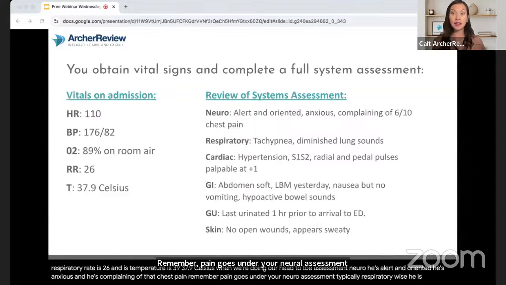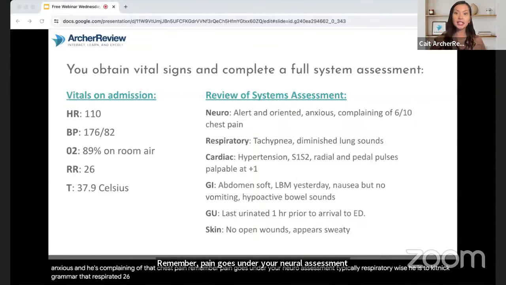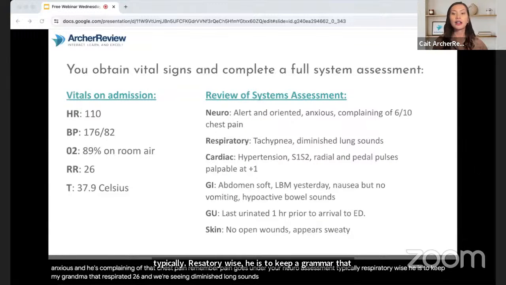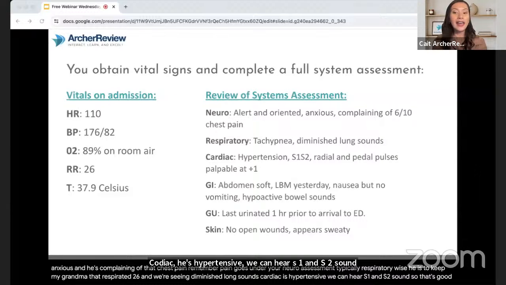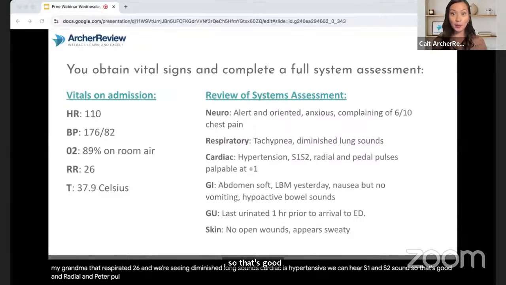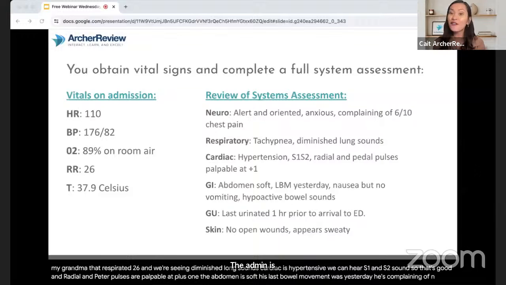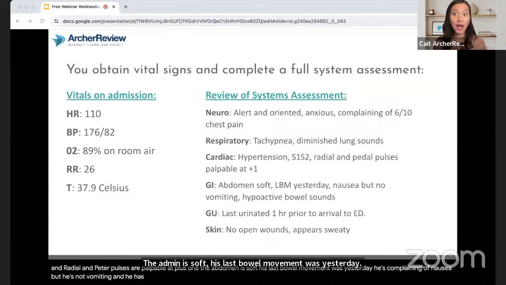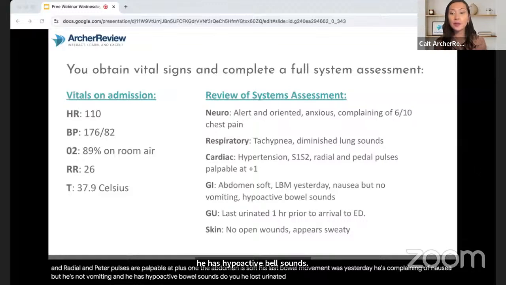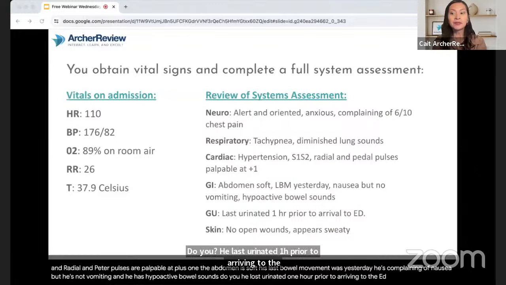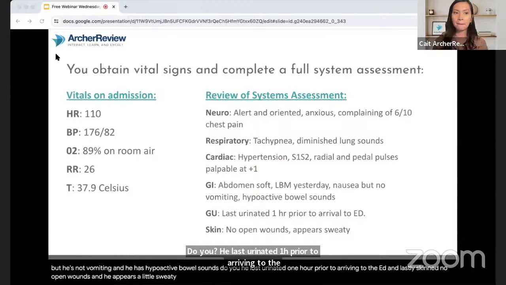Respiratory-wise, he is tachypneic. Remember that respiratory rate is 26, and we're seeing diminished lung sounds. Cardiac, he's hypertensive. We can hear S1 and S2 sounds, so that's good. And radial and pedal pulses are palpable at +1. The abdomen is soft. His last bowel movement was yesterday. He's complaining of nausea, but he's not vomiting. And he has hypoactive bowel sounds. GU, he last urinated 1 hour prior to arriving to the ED. And lastly, skin, no open wounds, and he appears a little sweaty.